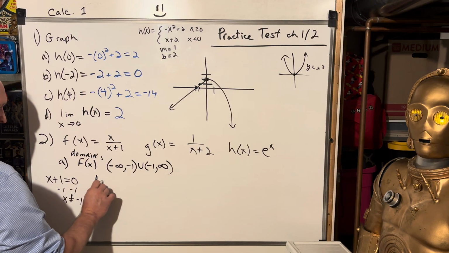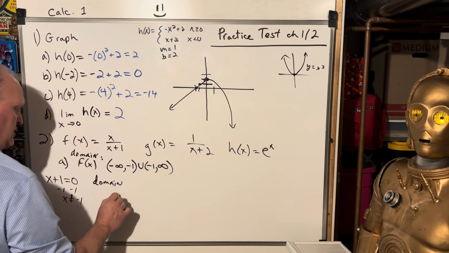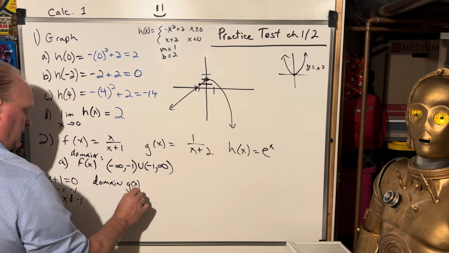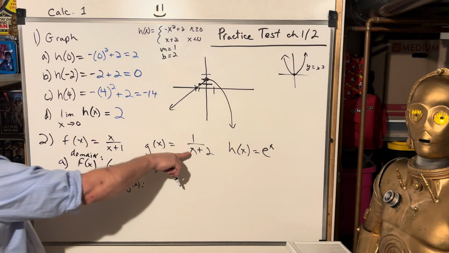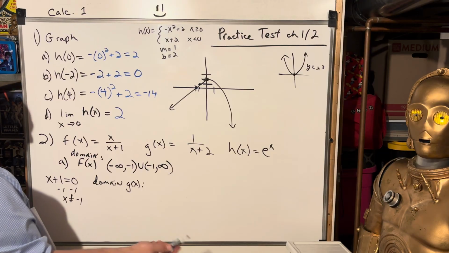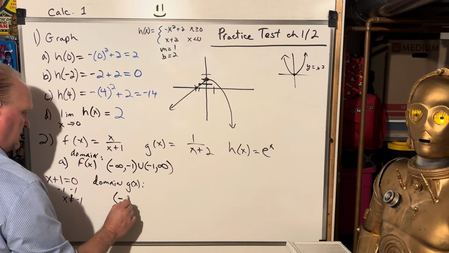The domain for g of x is going to be just about the same thing, right? It's just x plus 2 equals 0, so negative 2 is out.